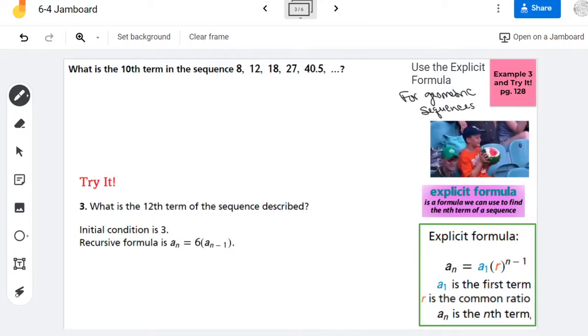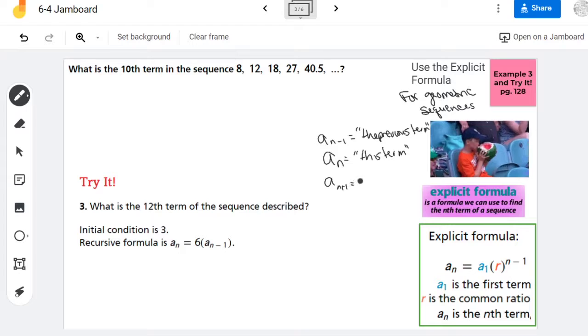So just a reminder, a sub n just means this term. A sub n minus 1 means the previous term. Alright, a sub n plus 1 means the next term. So those are my little vocabulary boxes as I create this formula.